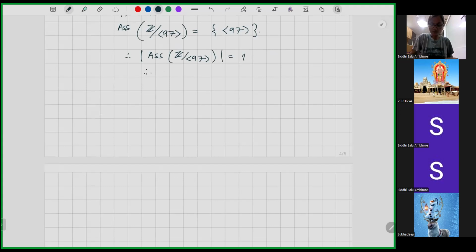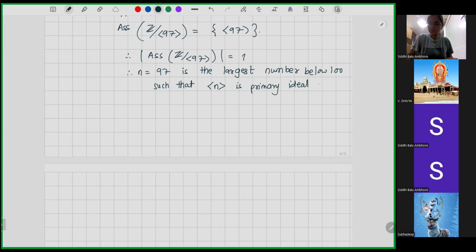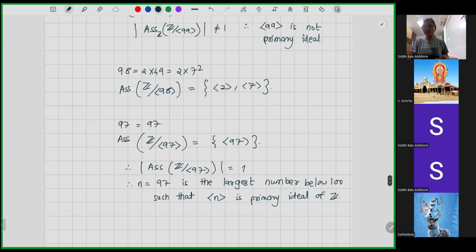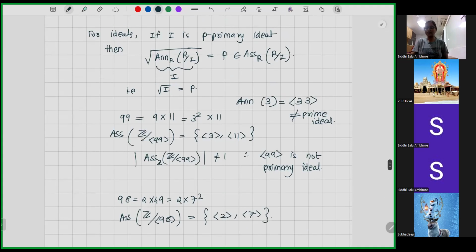Therefore 97 is the largest number below 100 such that the ideal generated by n is a primary ideal of Z. Any doubts here? What is happening? And when I said this, that the annihilator need not be a prime ideal. Is this clear?